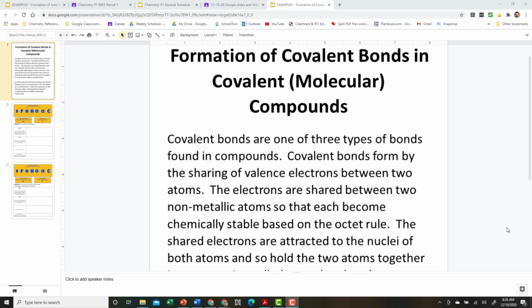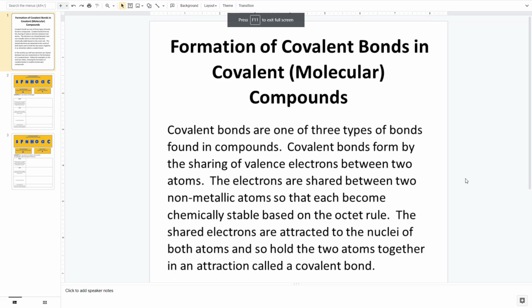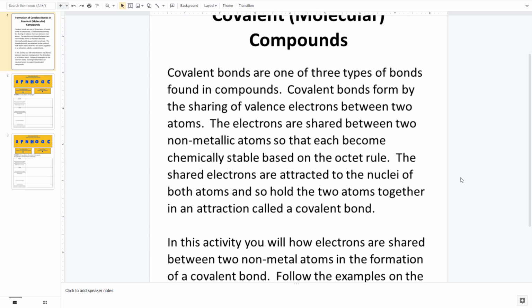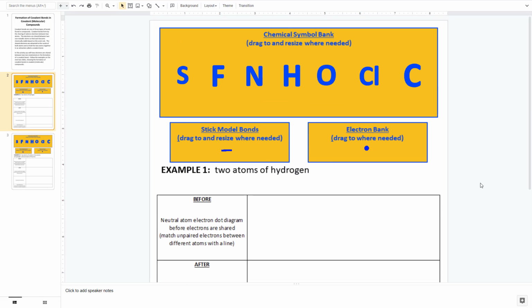Okay, so I'm going to show you how to make the formulas for covalent bonds, and we're going to make some dot diagrams. Here we go. We're going to start with these two examples. We are going to make covalent compounds, covalent bonding. So it's not a transfer of electrons now. The whole atom is going to come along with the electrons.